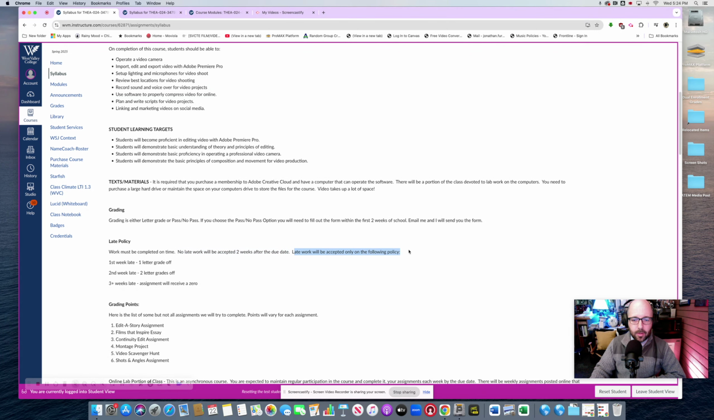Late work will be accepted only under the following policy. The first week, all the way from the first minute that's late till 7 days later, that's one letter grade off. So if you did B work, you'll be getting a C on the assignment, and so on. If it's over 7 days late, all the way up to 14 days late, that's 2 letter grades off. So say you did B work, you'd be getting a D on the assignment. Anything after 14 days, which is 3 weeks, the assignment will receive a 0.